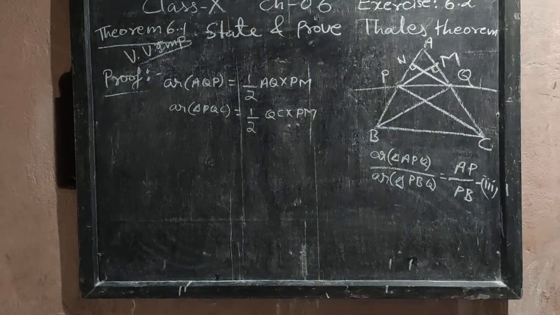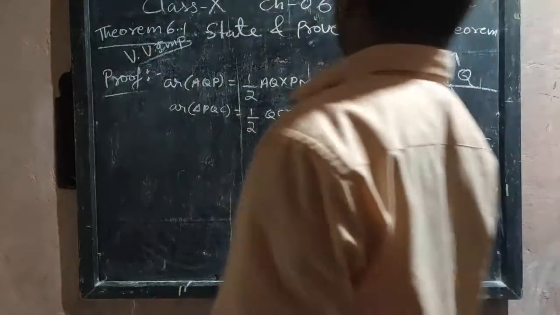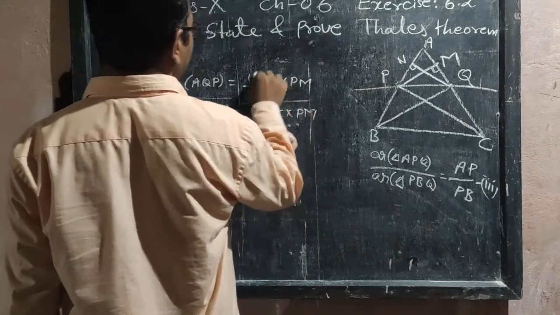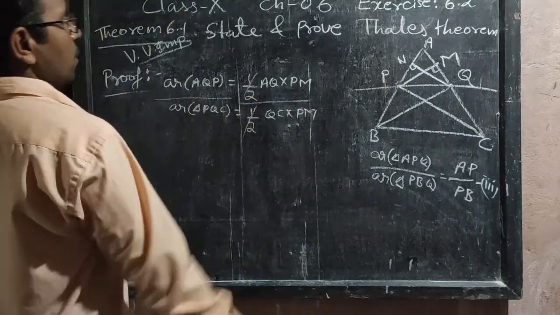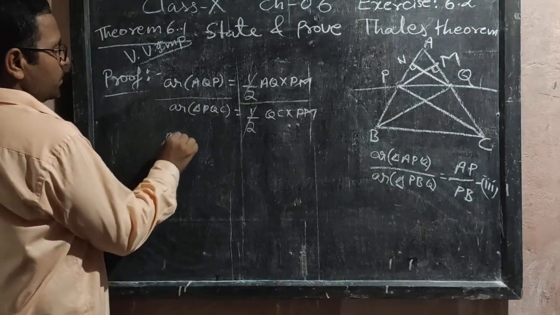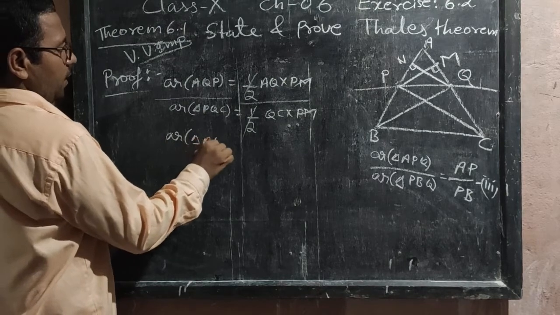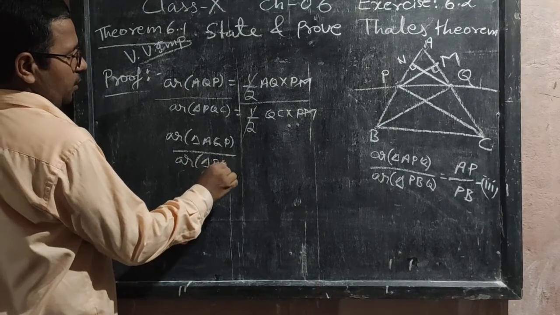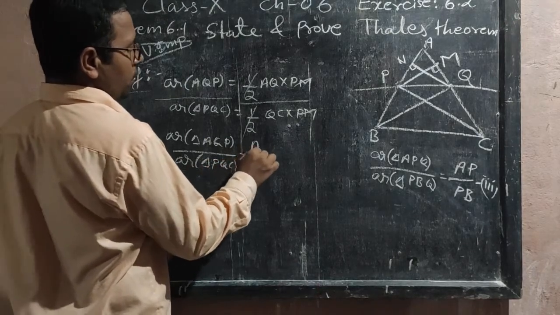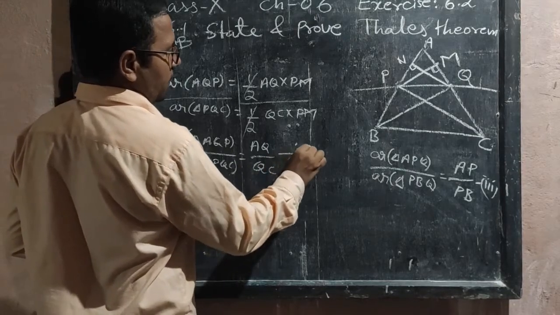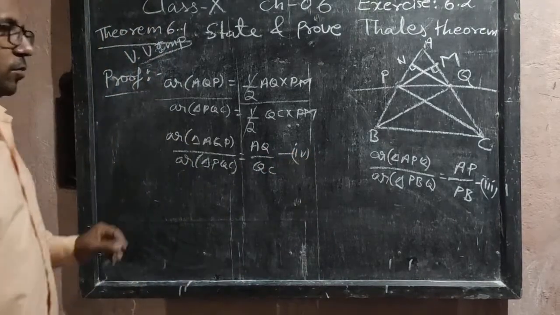So now students, we have got these two equations. What we have to do here is divide these two equations: 1/2 AQ into PM upon 1/2 QC into PM. The halves can be cancelled, and PM and PM can be cancelled. So how much are we getting here? Area of triangle AQP upon area of triangle PQC is equal to AQ upon QC. Consider this equation number 4.